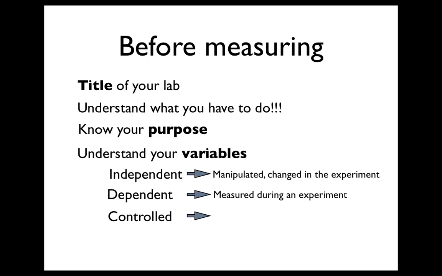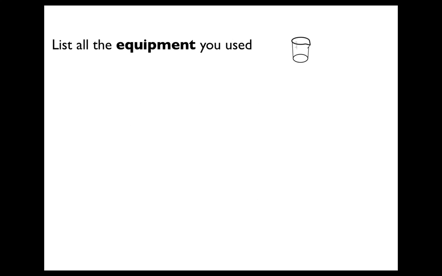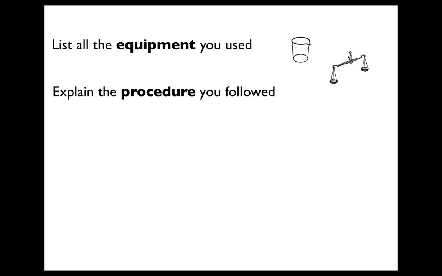Control variables are all the variables that are constant around us while doing the experiment, like the light in the room, the temperature in the room, and so on. You should also always list all the equipment you needed to use, and explain what your procedure was like. Imagine you were giving instructions to someone else on how to do this experiment, so list all the steps you took while conducting it.